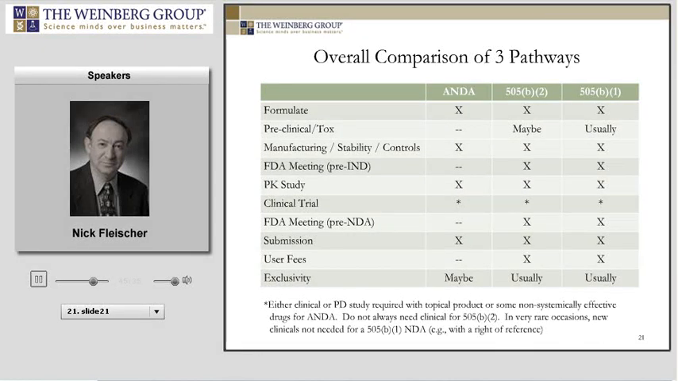The pharmacokinetic study, as I mentioned earlier, has similarities and some dissimilarities about how many studies would be required between the three pathways. The clinical trials, as I said earlier, a (b)(1) almost always, except, of course, one that has a right of reference, but a (b)(1) most likely will always have a clinical trial associated with it. A (b)(2) sometimes, and an ANDA, other than a clinical endpoint bioequivalence trial, will not have any clinical trials. Again, for having an FDA meeting for a pre-NDA, it's a good idea to have it with a (b)(2) also, definitely with a (b)(1).